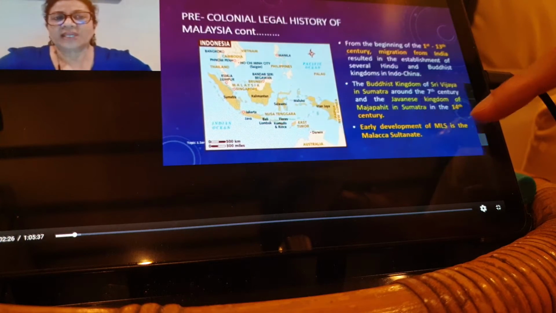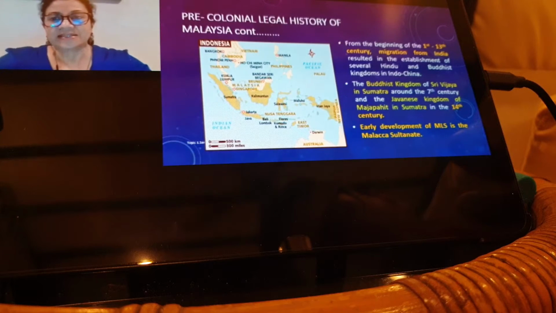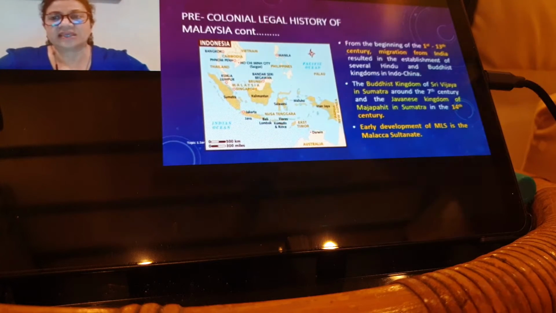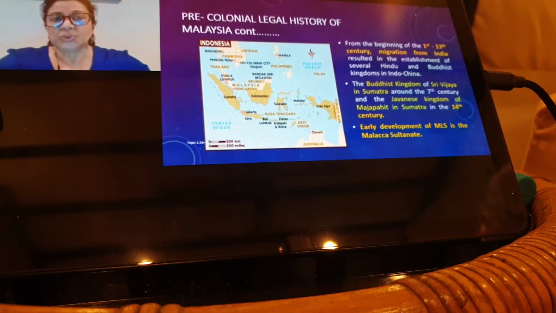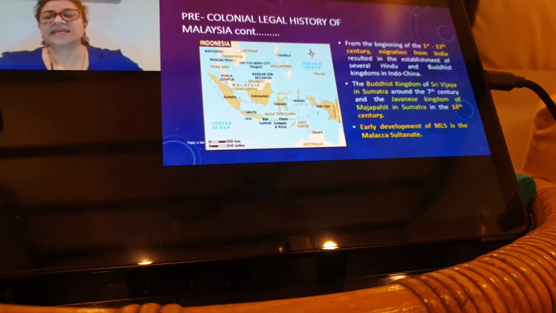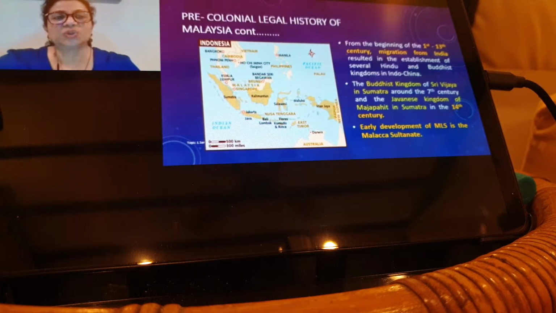So when we look at the pre-colonial legal history, you can see that from the beginning of the 1st to the 13th century, there was a lot of migration from India, from Indochina, which resulted in the establishment of several Hindu and Buddhist kingdoms in Indochina.